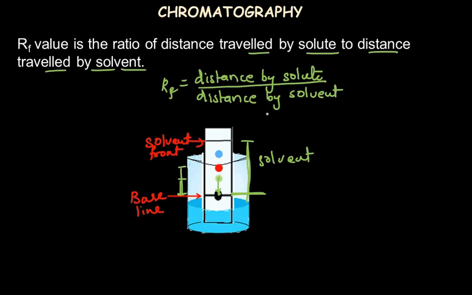So the RF value for all the three substances can be calculated separately, and then compared to the raw data. Raw data is the collection of the RF values of different organic as well as inorganic substances. So we can calculate the RF value for different substances and then compare it with the RF values in the raw data to find out which substances are present.